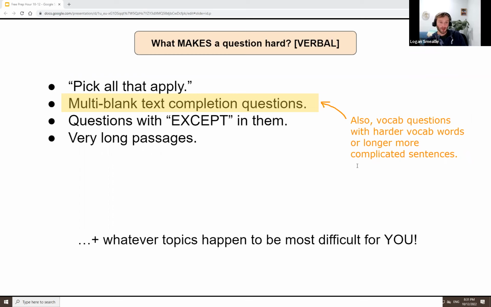And the same is true for a longer, more complicated sentence. Doesn't mean you can't have hard vocab words in an easier question, but again, just on average. This is one that's a little less obvious.